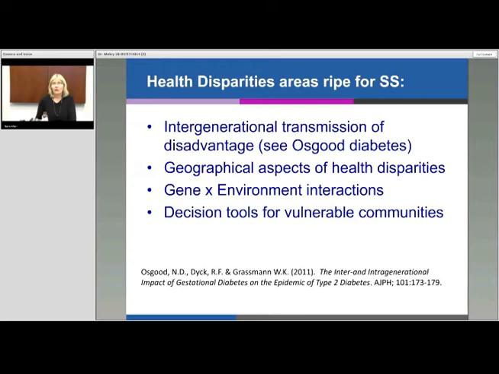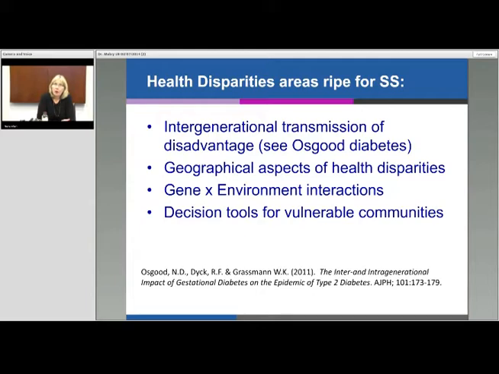I think these areas are ripe for system science: intergenerational transmission of disadvantage. Nate Osgood has a paper, referenced at the bottom of the slide, on the intergenerational transmission of diabetes that might give people some ideas about how to model intergenerational transmission of disadvantage. There's also a lot needed on geographical aspects of health disparities. Some health disparities tend to endure within a specific geographical region. We need to better understand why that is.